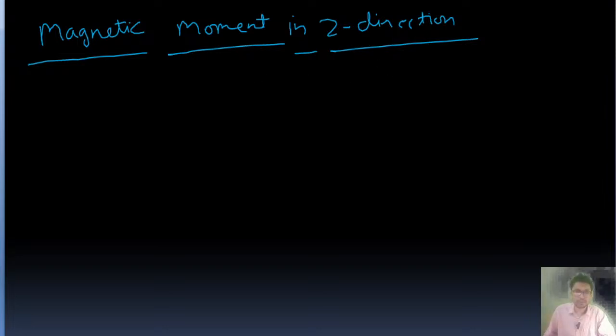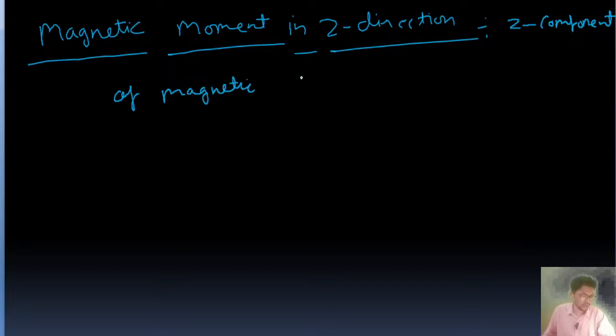So magnetic moment in z direction means z component of magnetic moment. Okay, so that is the z component of magnetic moment.